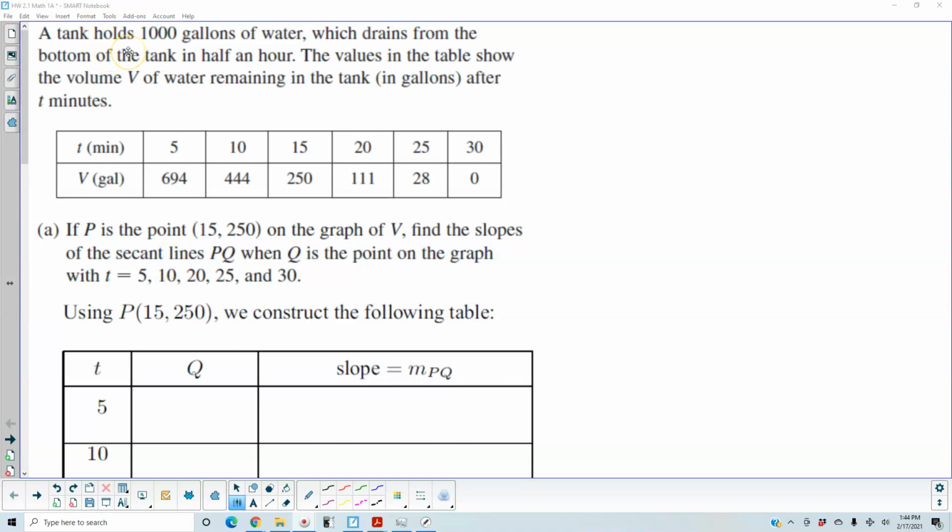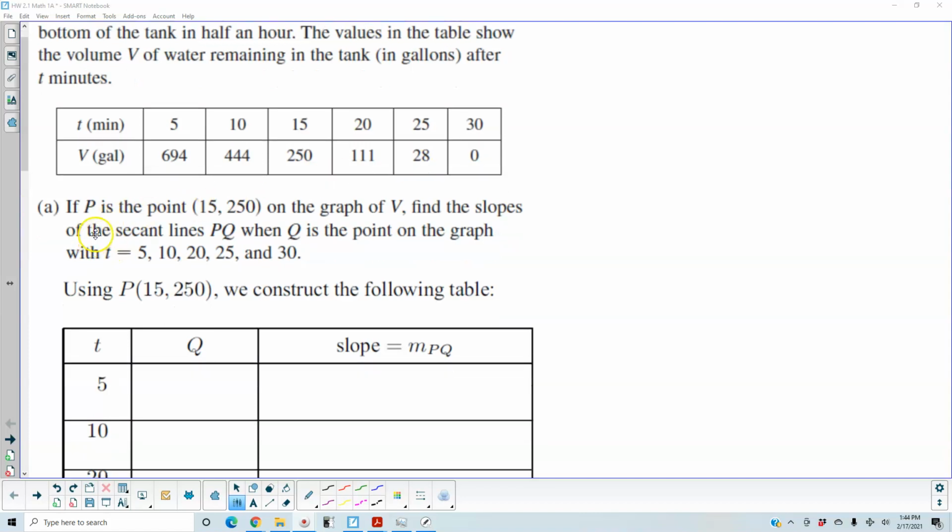Okay, a tank holds 1,000 gallons of water, which drains from the bottom of the tank in half an hour. The values in the table show the volume V of water remaining in the tank in gallons after T minutes. So we have T minutes going from 5, 10, 15, 20, 25, 30, and the volume in gallons goes from 694 all the way down to 0.